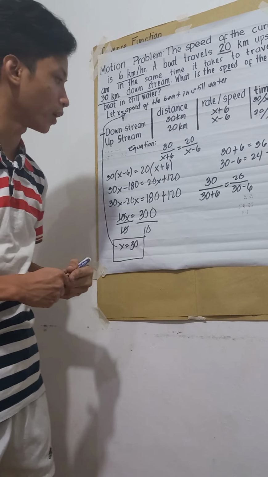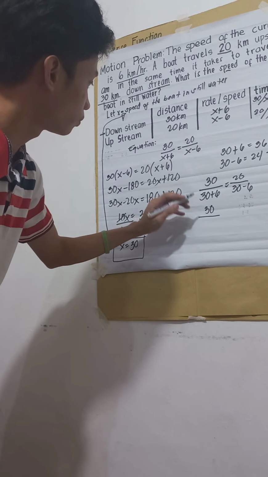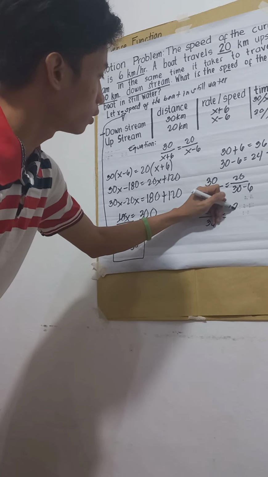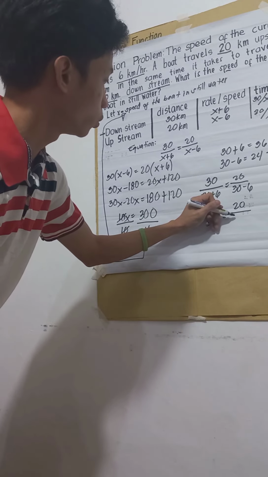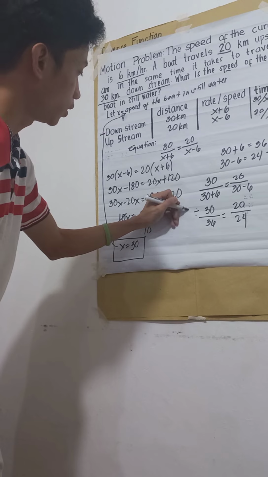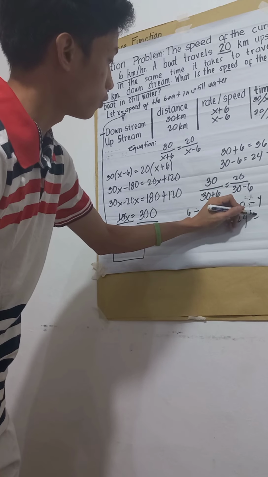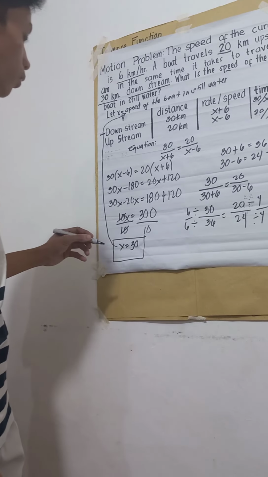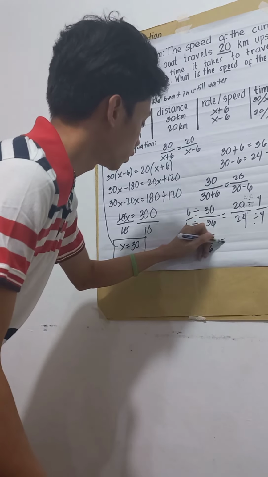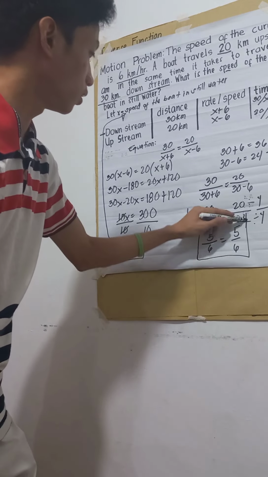So next one, we're going to simplify. So that would be 30 over 36 equals 20 over 24. We're going to lowest term this one, divided by 6, divided by 6, divided by 4, divided by 4. So that would be 5 over 6 equals 5 over 6. So our equation is correct.